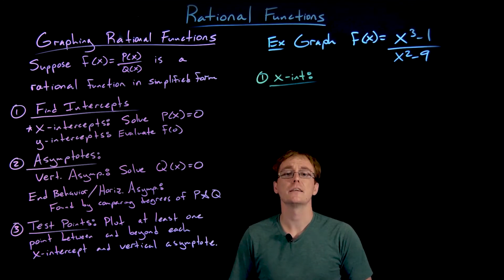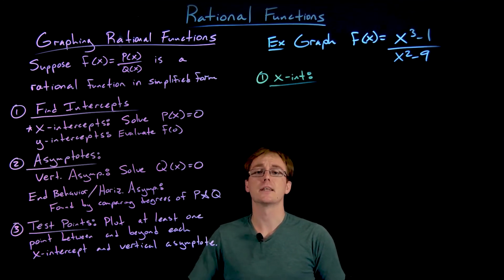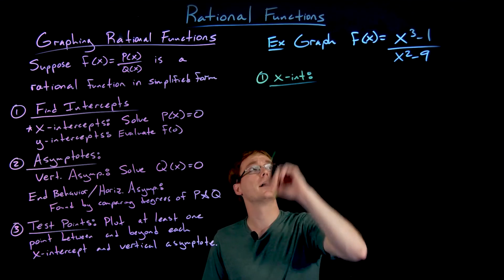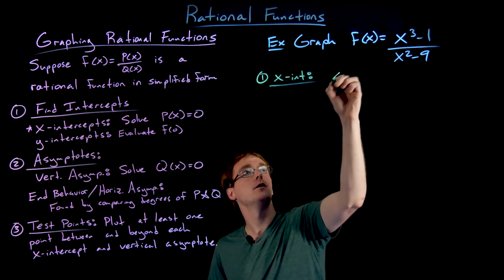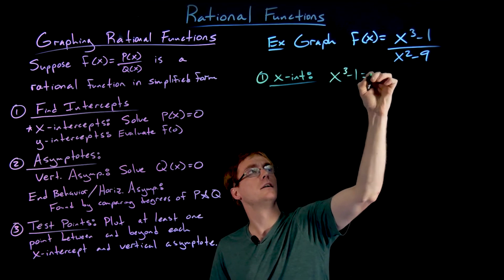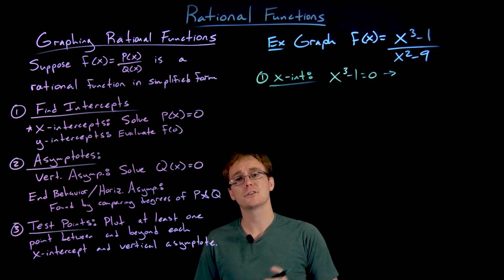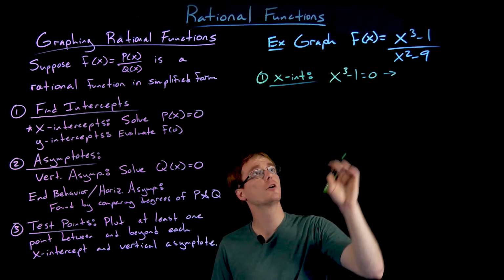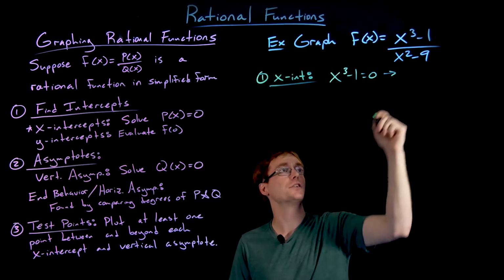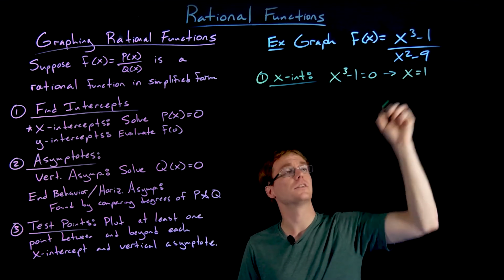And so like before, we'll save our y-intercepts for later, maybe use that as a test point if needed. Let's go ahead and try to find our x-intercepts, which occur when the numerator is equal to 0. So we have to solve the polynomial equation, x cubed minus 1 is equal to 0. Add 1 and take the cube root of each side, and you find that x is equal to 1.